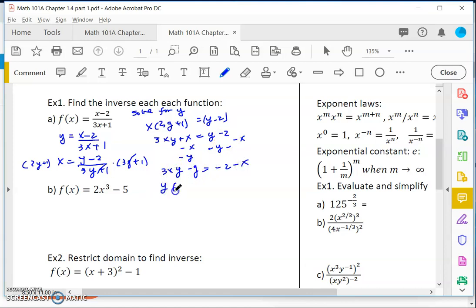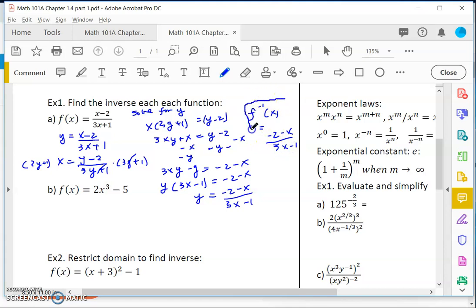I'm going to factor it. y(3x minus 1) is equal to negative 2 minus x. Okay, so then I would divide both sides by 3x minus 1. y would be negative 2 minus x over 3x minus 1. And that would be the inverse. So the answer would be my f inverse is this formula: negative 2 minus x over 3x minus 1.